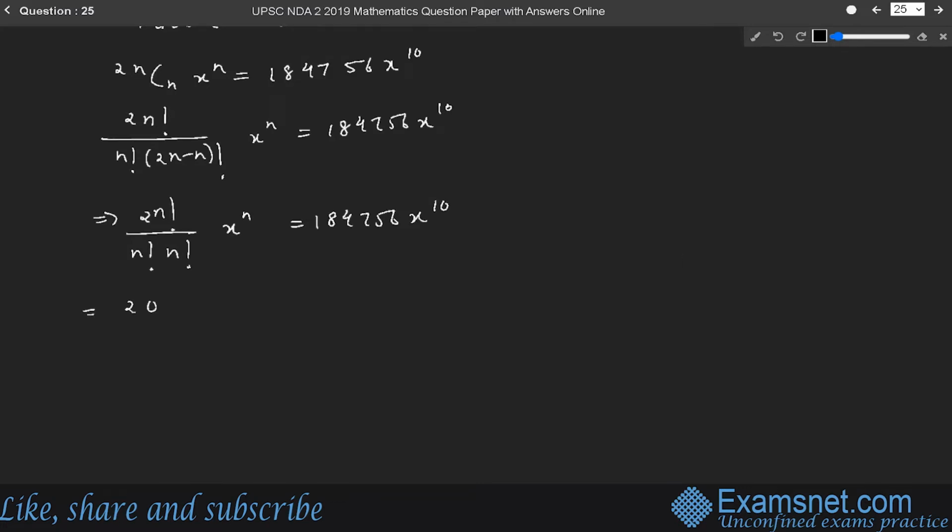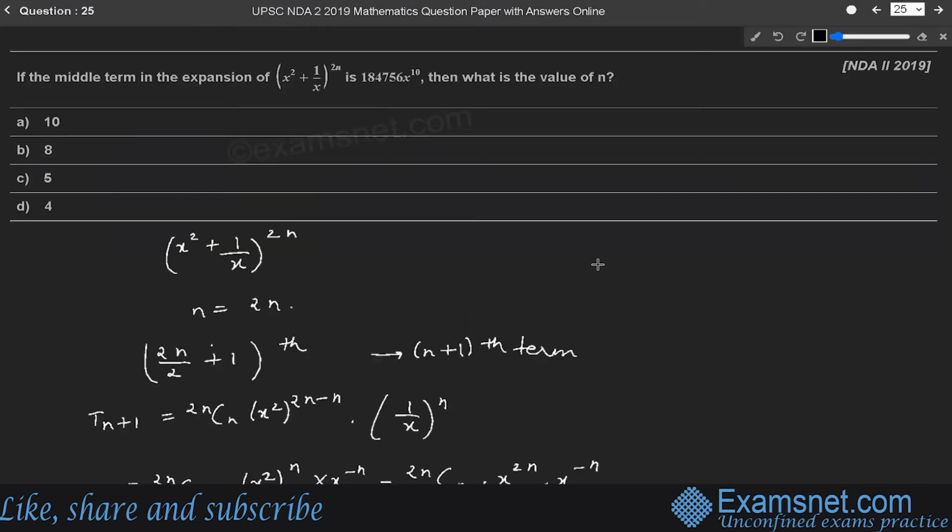So it will be 20 factorial divided by 10 factorial into 10 factorial into x power n is equal to 184756 into x power 10. It is clear here that n is equal to 10. Therefore, we can say that the correct option for this question is 10, which is option number A here.